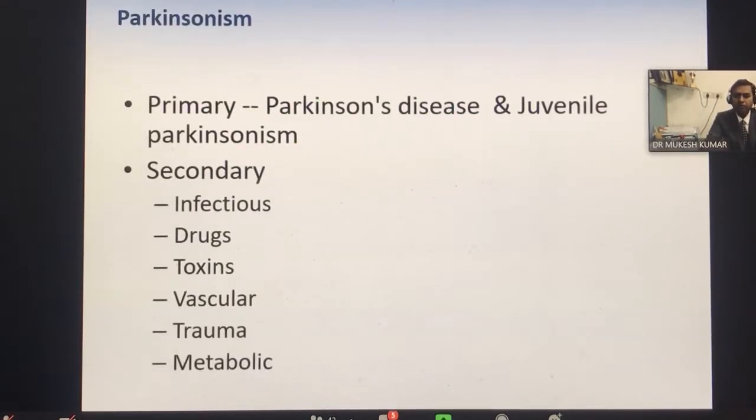So Parkinson's is mainly divided into two parts, primary Parkinson's and secondary Parkinson's, meaning infectious because of encephalitis, because of drugs, particularly levosulpiride or any type of antipsychotics, toxins, stroke, accident, and metabolic causes, something like calcium-related metabolism.